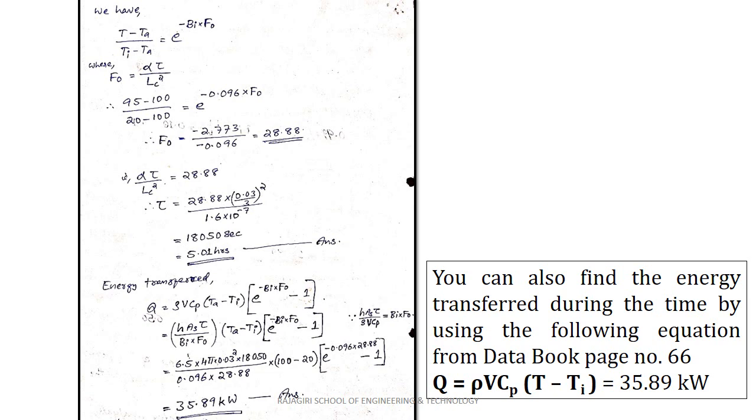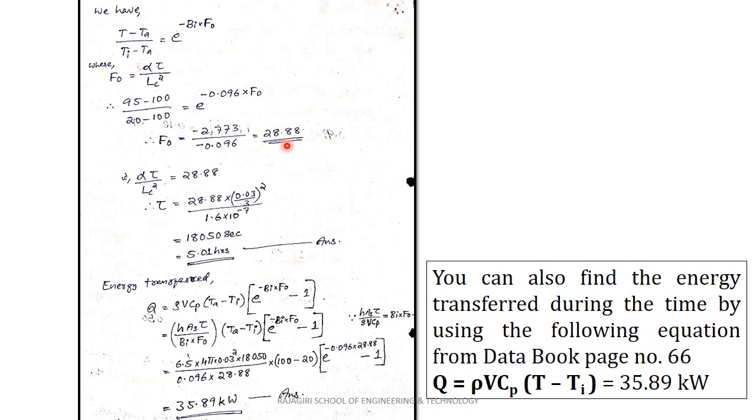To find the time required to heat the body from 20 degrees Celsius to 95 degrees Celsius, we have the equation T minus Ta divided by Ti minus Ta equal to e raised to minus Bi into Fo. We use this equation because in this problem the values of rho and Cp of the body are not given. Instead of that, they have given the alpha value, the thermal diffusivity. So the only unknown in this equation is the Fourier number. So you can find the Fourier number by substituting all other values.